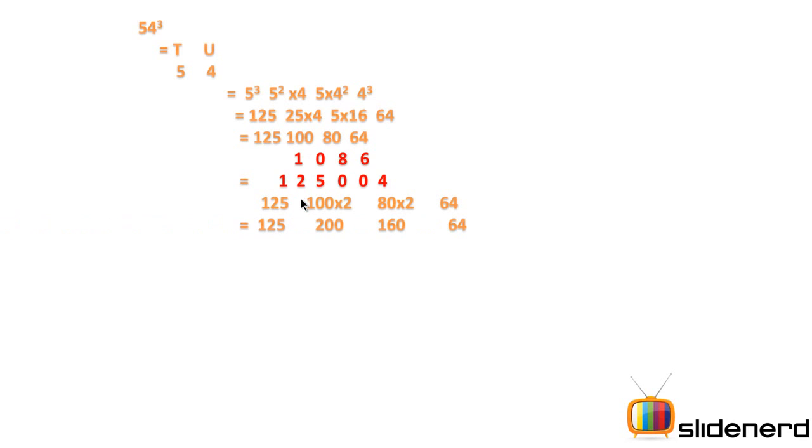So what I get is 200 and 160. Now the trick here after multiplying by 2 is you've got to shift the second number, that is 200, by one position from 125004, and shift 160 by two positions from 125004.